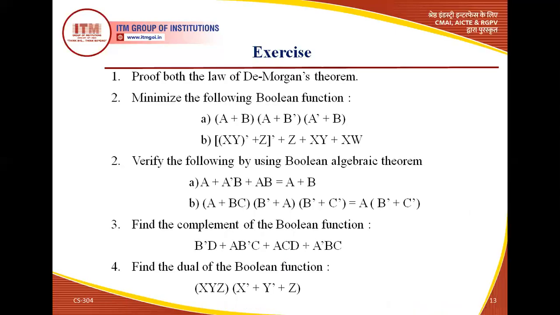These are some exercise problems. That means you prove both of the De Morgan laws, law number 1 and 2. Minimize the following Boolean functions by using different Boolean laws, theorems and properties. Also verify the Boolean functions by using different Boolean algebraic theorems, properties or laws. Then find the complement function and dual function of the given function. These exercise problems are also uploaded on your LMS account, where you can check and solve these problems.